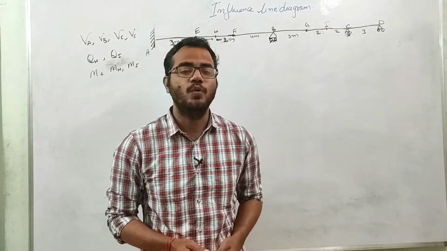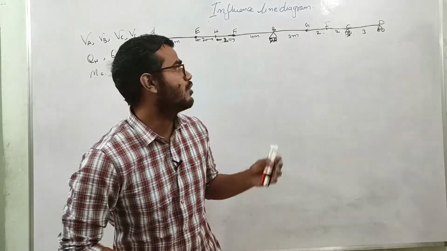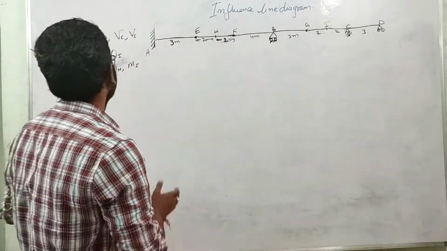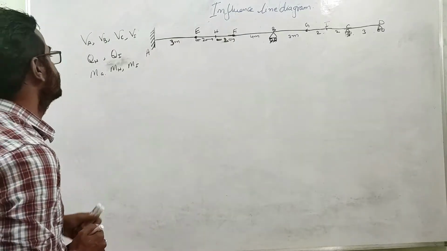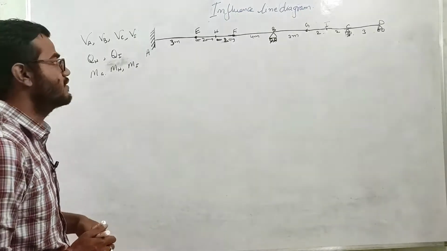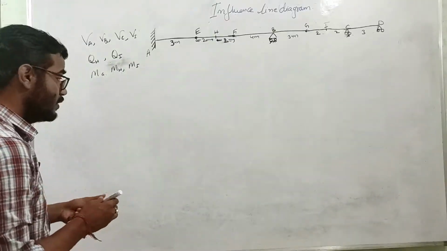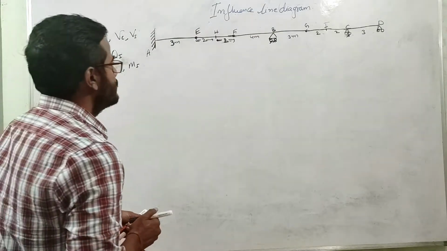In today's lecture, we are going to solve one problem on Euler-Brace law principle, in which we will draw the influence line diagram for the support reactions, the external reactions and internal reactions at various points by using the concept of Euler-Brace law principle. Okay, so we'll come directly to the problem over here.